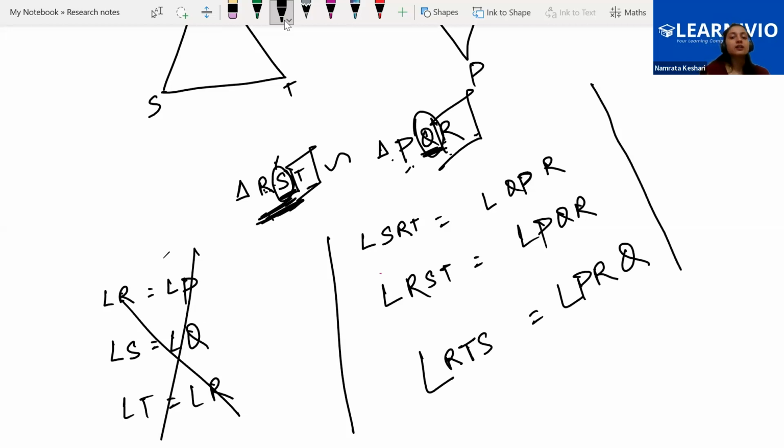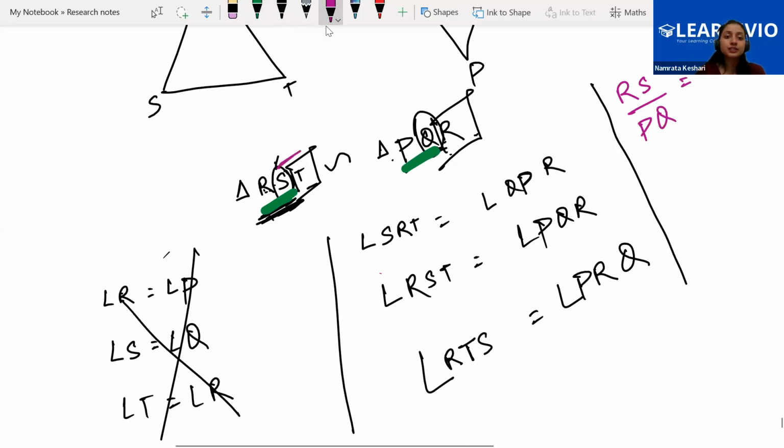These are the corresponding angles which will be equal with each other when two triangles are similar, and sides must be in proportion. What does that mean? That means RS side by PQ side is equal to ST side by QR side is equal to RT side by PR side. This is the criteria for two triangles to be similar.